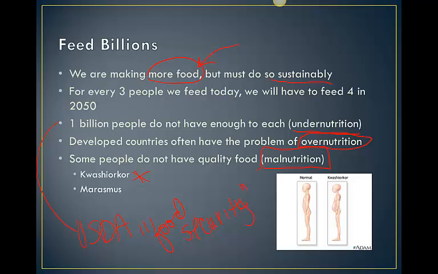And marasmus is a situation where you're not only getting not enough protein, but you're not getting enough calories overall. Marasmus, if you want to write down a little note for yourself, is often just called the wasting disease. It's a disease of death, because you're not only getting no protein, but you're also not getting enough calories.